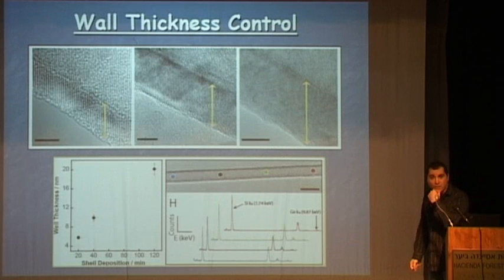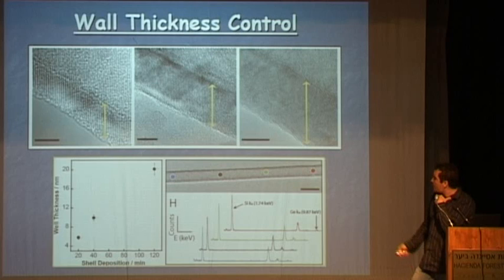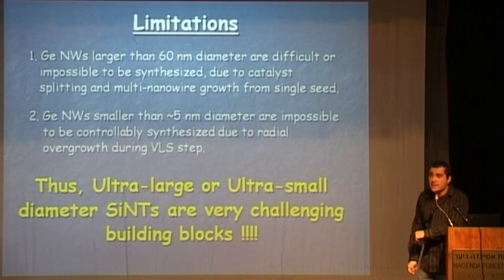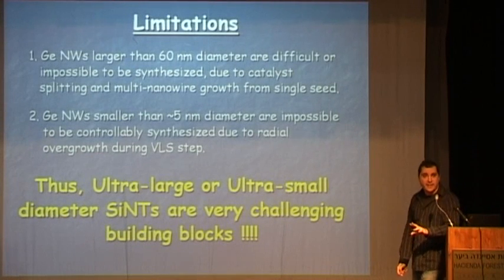We can also control the wall thickness of the nanotubes by controlling the time of silicon deposition. So we can make nanotubes with walls of very small thicknesses, down to 1 nanometer, or very thick walls of tens of nanometers. But there are limitations to this technique, and there are two basic limitations.